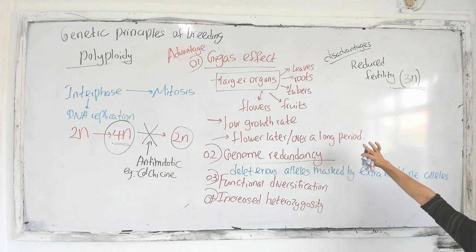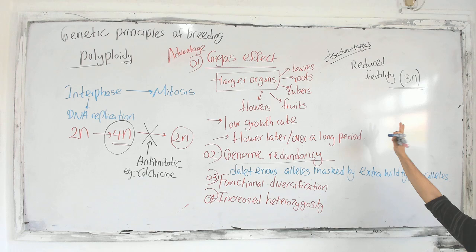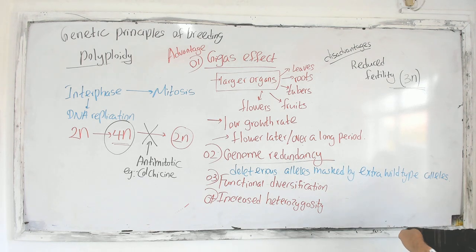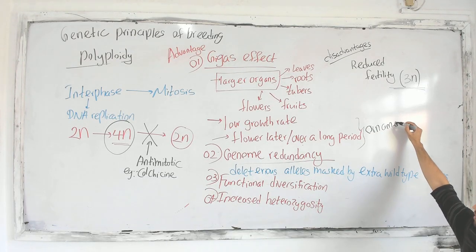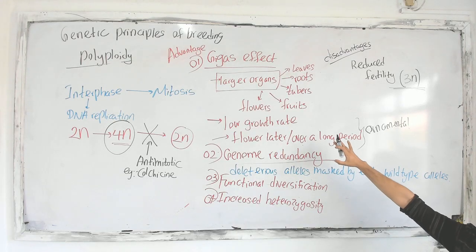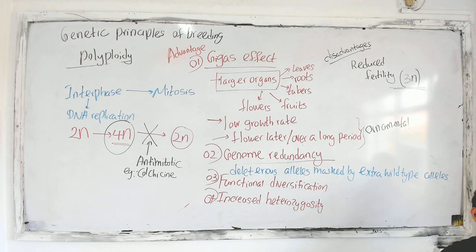Write down the other advantages as well. Low growth rate, flower later, over a long period. These three are especially beneficial for ornamental plants. Why is a low growth rate good? An ornamental plant, you have to keep it for a long time, no? So if it grows very slowly, that's good. Like lucky bamboo, plants you keep inside the house. If they grow very slowly, that's good, right? Certain ornamental species.